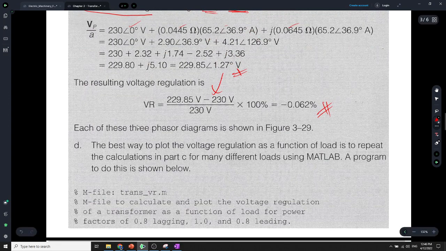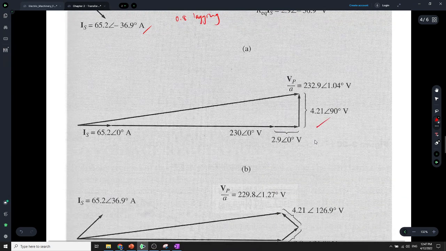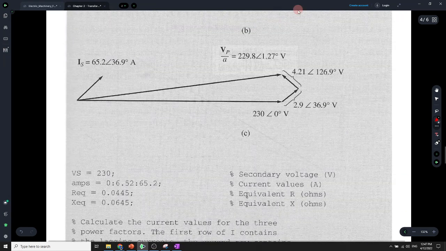And then they ask you to draw the phasor diagram. So we just draw following the angle of the parameters. For example, the Vs angle is 0, and then the Is is negative 36.9, so this one is 0.8 lagging. This one is power factor lagging, and this one is power factor leading.